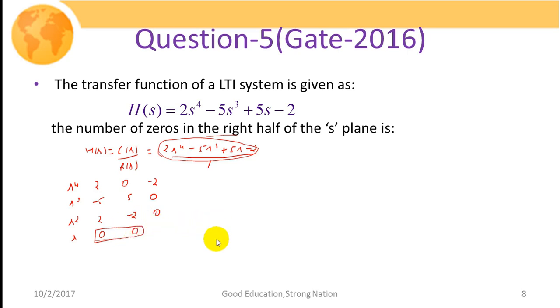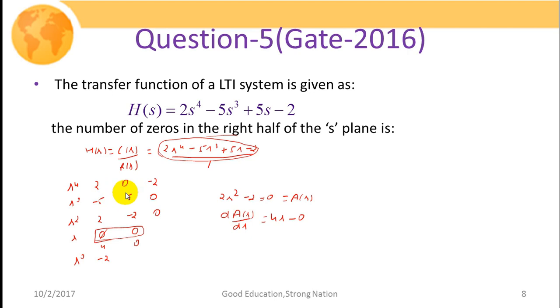So the auxiliary equation turns out to be 2 times of s square minus 2 is equal to 0. After differentiating this auxiliary equation, we have 4 times of s minus 0. Now putting the value of these coefficients, after excluding this 0 and replacing with 4 and then 0, we have for s to the power 0: 4 times -2 minus 8 minus 0 divided by 4, that is equal to -2.